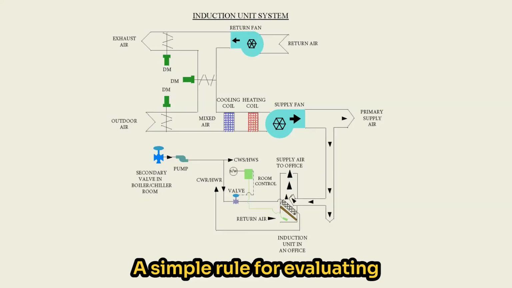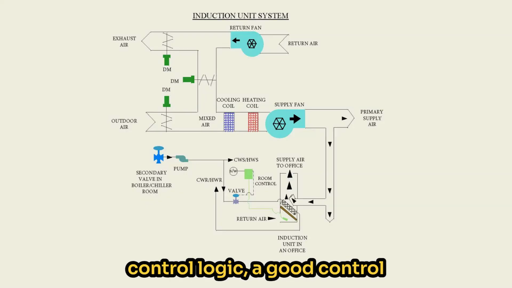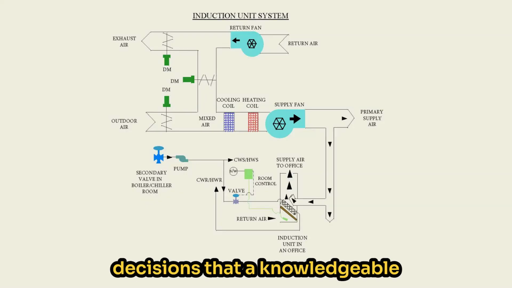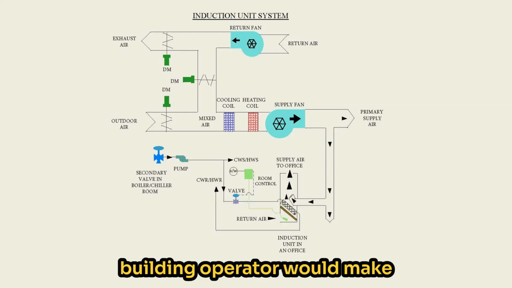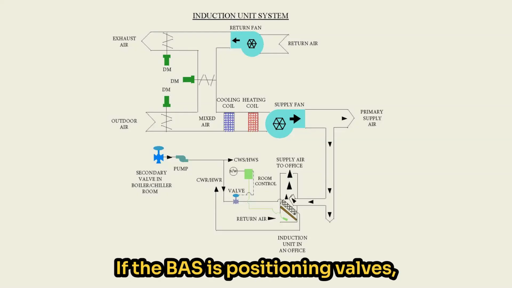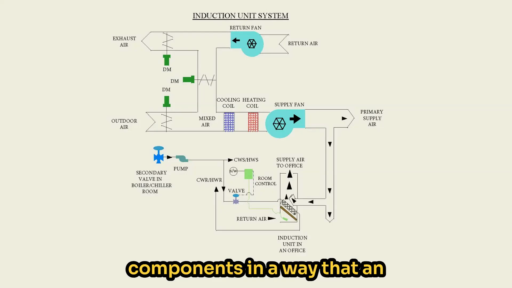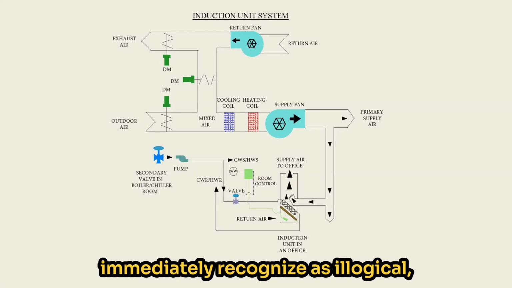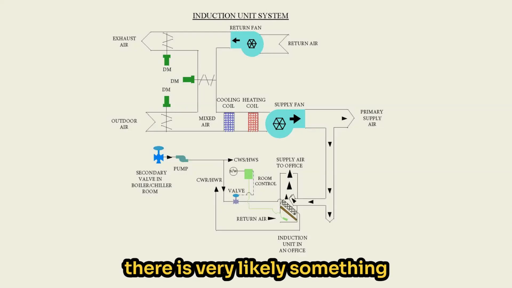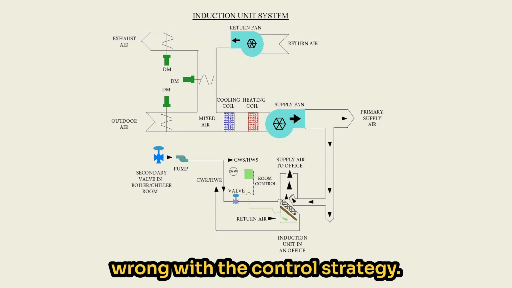A simple rule for evaluating control logic. A good control system should make the same decisions that a knowledgeable building operator would make operating the system manually. If the BAS is positioning valves, dampers, and other control components in a way that an experienced operator would immediately recognize as illogical, there is very likely something wrong with the control strategy.